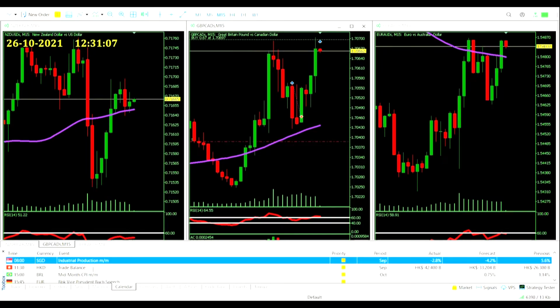Anyone as well who follows the Hong Kong trade balance, that did come in negative on forecast. It was negative 42 billion Hong Kong dollars against forecast of negative 33 billion Hong Kong dollars.